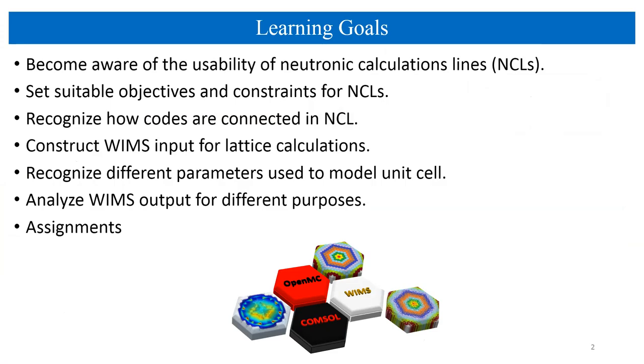Today's learning goal is to become aware of the usability of neutronic calculation lines. Usability here means how to use it, how to validate it, its limits, and to set suitable objectives and constraints for neutronic calculation lines. I recognize how codes are connected in a neutronic calculation line and how to construct WIMS input for lattice calculations, and recognize different parameters used to model a unit cell. Finally, to analyze WIMS output for different purposes and assignments.